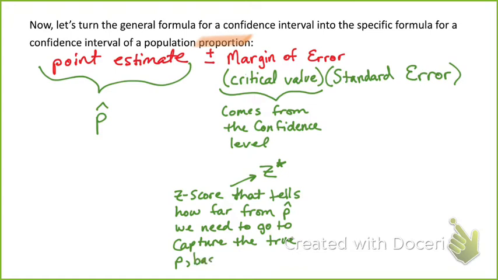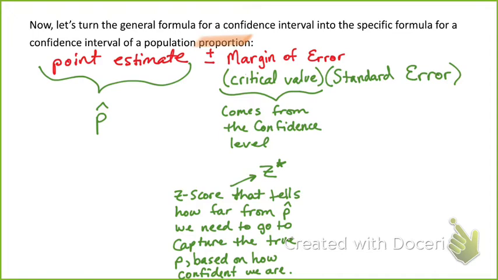based on how confident we are. The Z star critical value is going to be the Z score that tells how far from P hat we need to go in order to capture the true P, and that's going to be based on how confident we want to be. Do we want to be 95% confident? Do we want to be 99% confident? It tells us how far we got to go, okay?